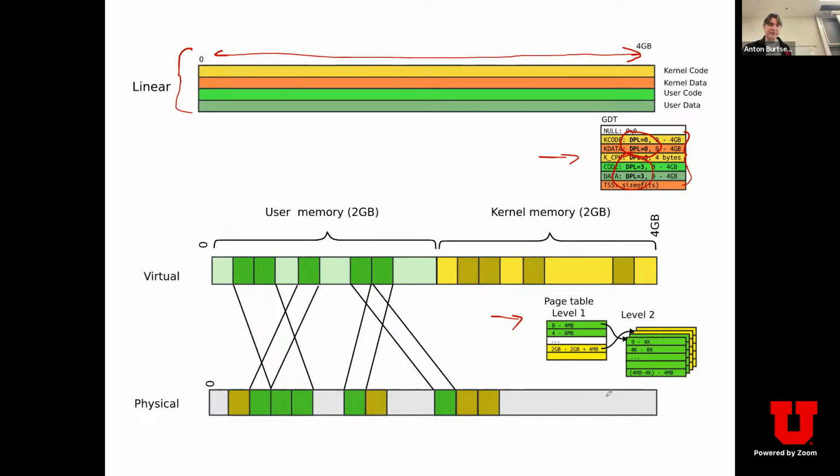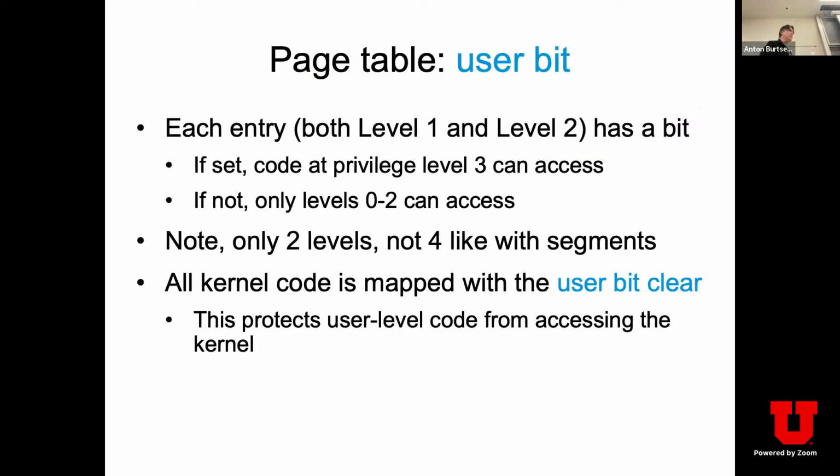It turns out that each entry in this page table, at both levels, actually has a bit. It's called a user bit. This bit encodes whether the page translated through this page table entry is allowed at privilege level 3 or not. There are a couple of interesting details. It's a single bit, so it can only encode 2 levels, user and supervisor. So there are no 4 levels anymore.